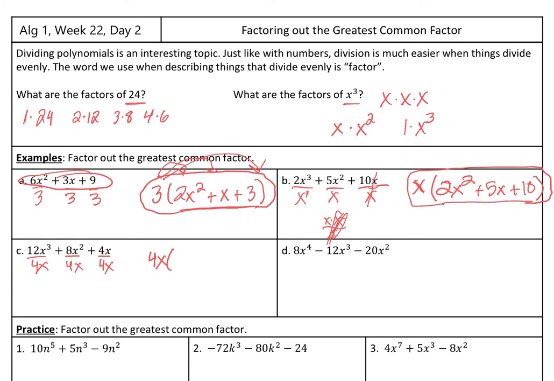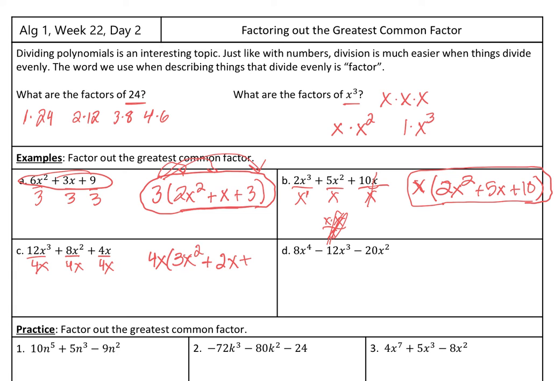So 12 divided by 4 is 3. X cubed divided by x is x squared. When you divide by an x, you are taking away 1 from the exponent, in case that's helpful information. So 8x squared divided by 4x. 8 divided by 4 is 2. X squared divided by x makes our x squared turn into x to the first, which we don't have to write the first part.